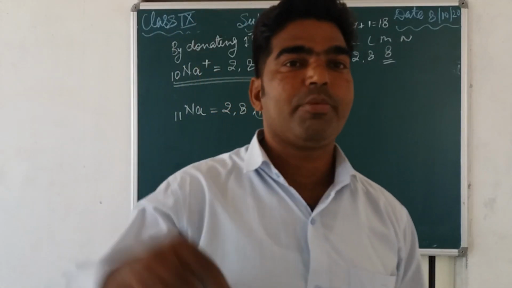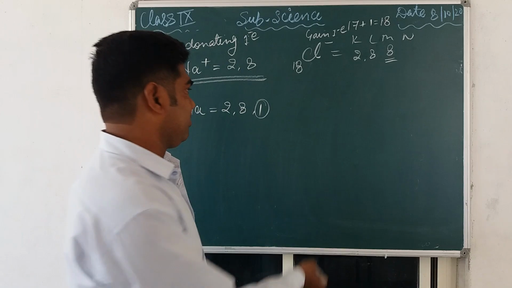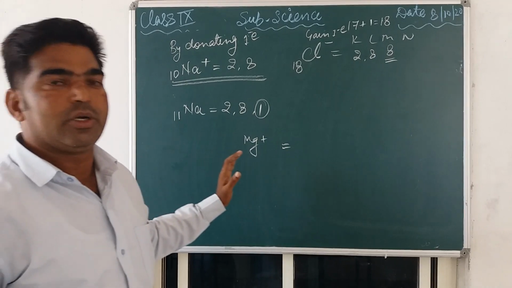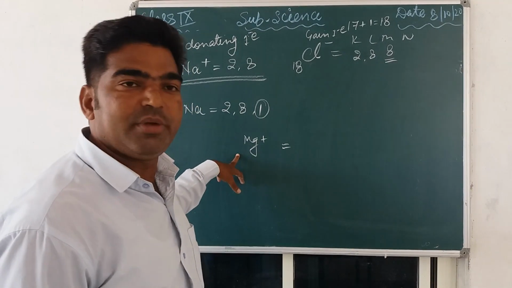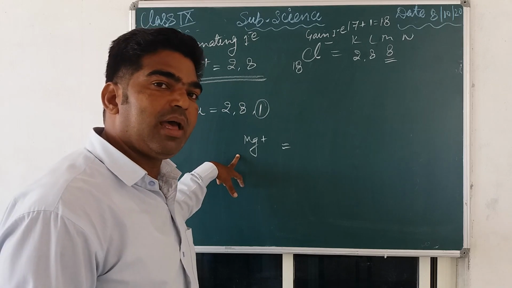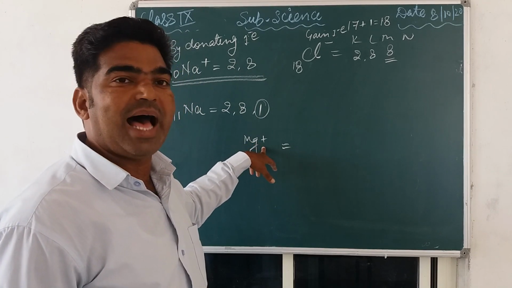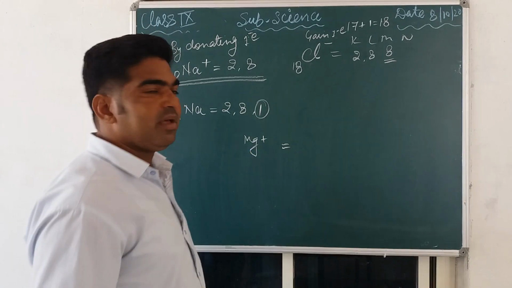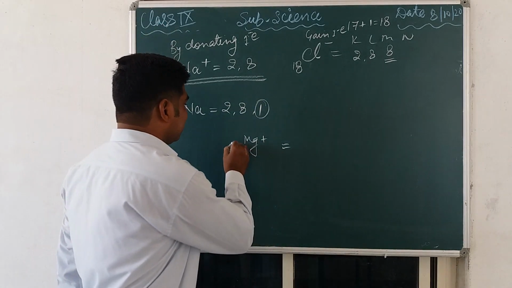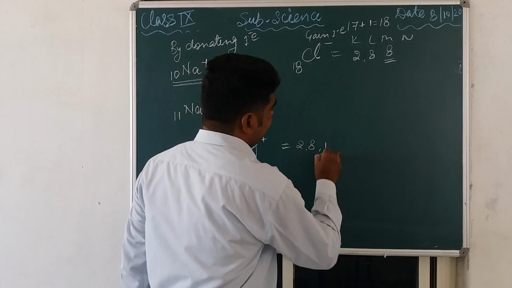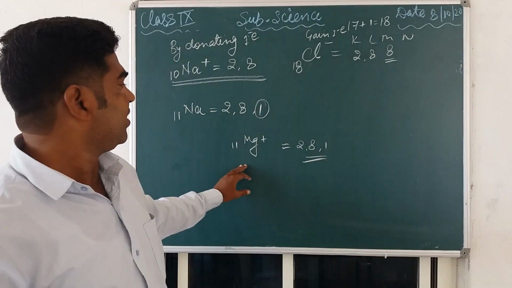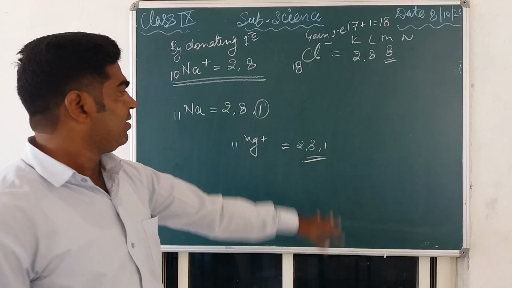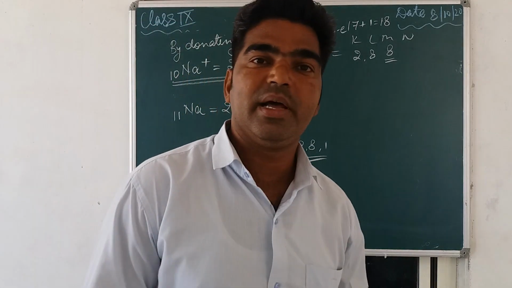Write the electronic configuration of Na plus, Mg plus. Suppose Mg plus, it means what? Generally the atomic number of magnesium is 12, but when it forms an ion, the number of electrons reduces by 1, meaning it loses 1 electron, so it becomes 11. So it is 2, 8 and 1. This is the electronic configuration of Mg plus. So in this way you can write the electronic configuration of ions.